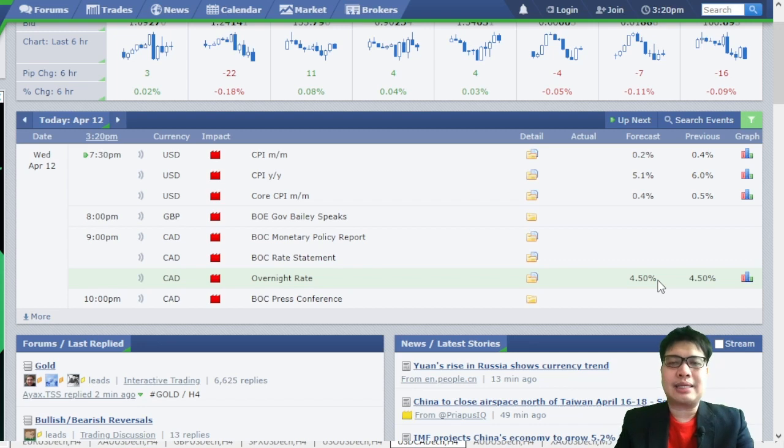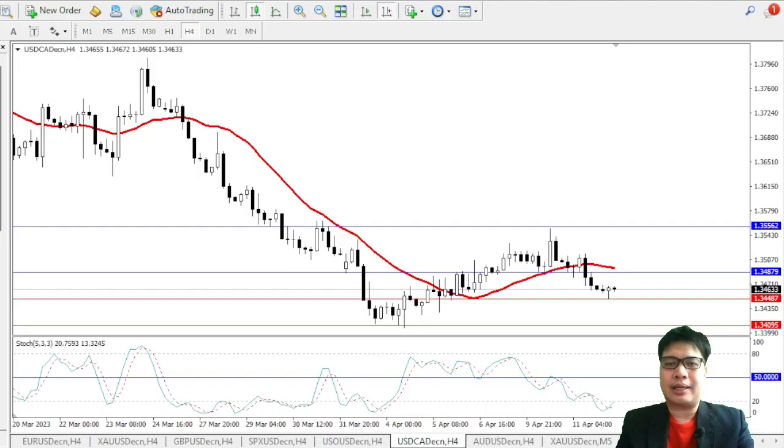Now let's look at the technical, where I'm going to discuss USD/CAD. This is the USD/CAD. You can see in the stochastic here, my stochastic is already inside the oversold level and trying to move higher from the oversold level.